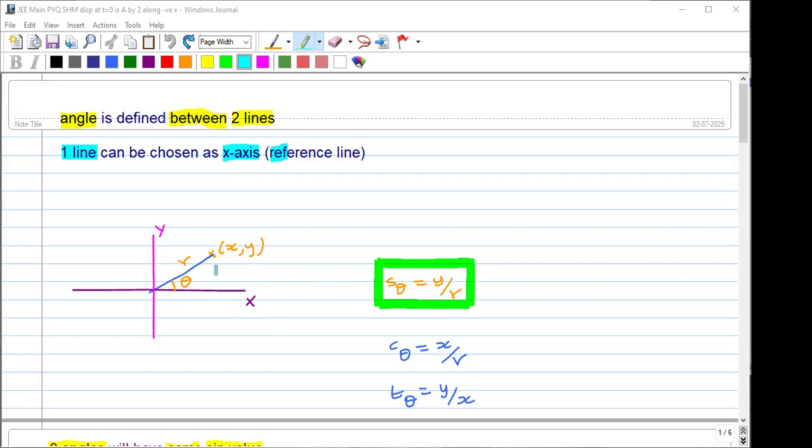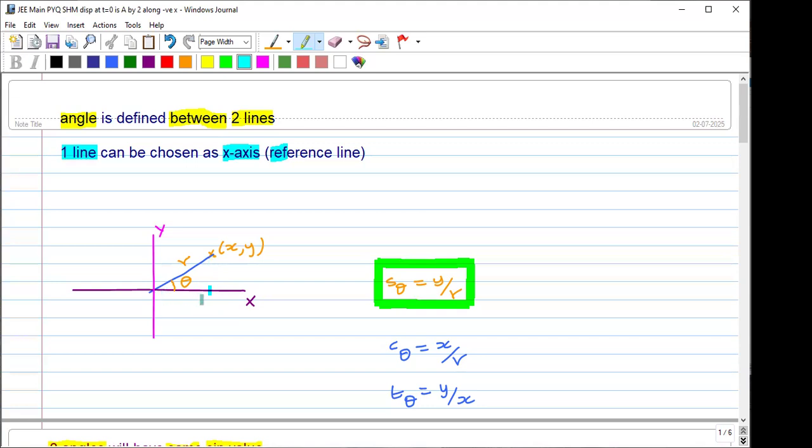To define that, I'll take a point at a distance r from the origin. Let the coordinates of that point be x comma y. So sine theta is defined as y by r. Y is this distance, the vertical distance. And similarly, cos theta is defined as x by r. This is x by r. And tan theta is defined as y by x.